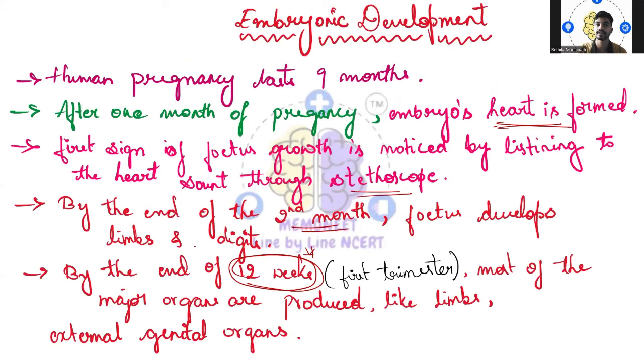Once again, we'll just glance. As we know, human pregnancy lasts for 9 months. After 1 month of the pregnancy, we will see the embryo has formed the heart. The first sign of fetal development is noticed by listening to the heart sound through the stethoscope. By the end of the second month, the fetus develops the limbs as well as the digits. By the end of the 12th week, the first trimester, most of the major organs are produced, like limbs and external genital organs.